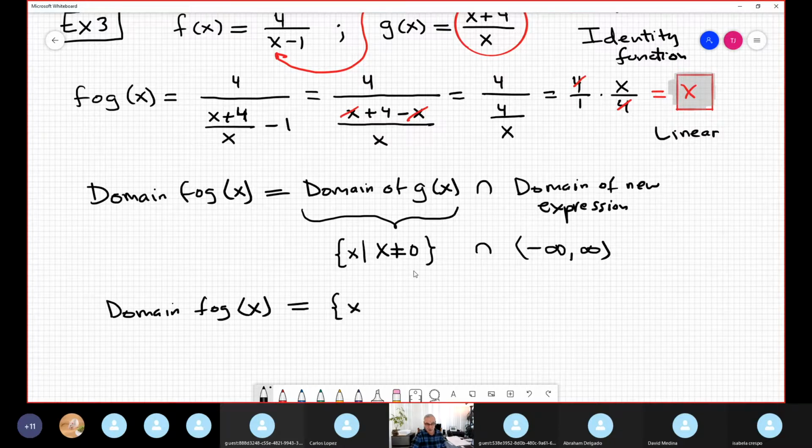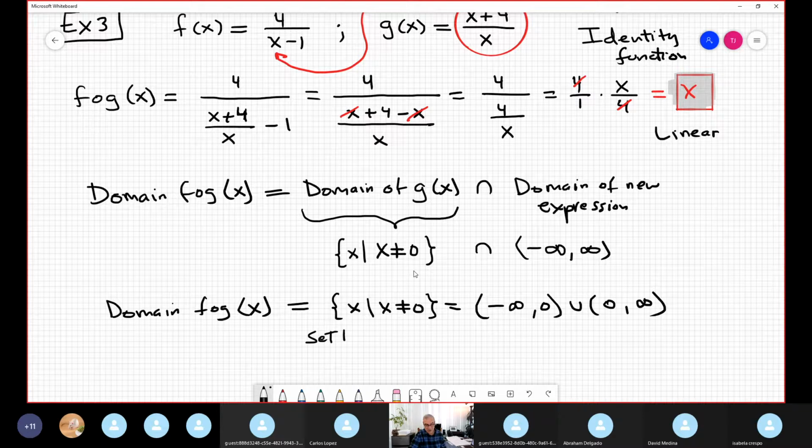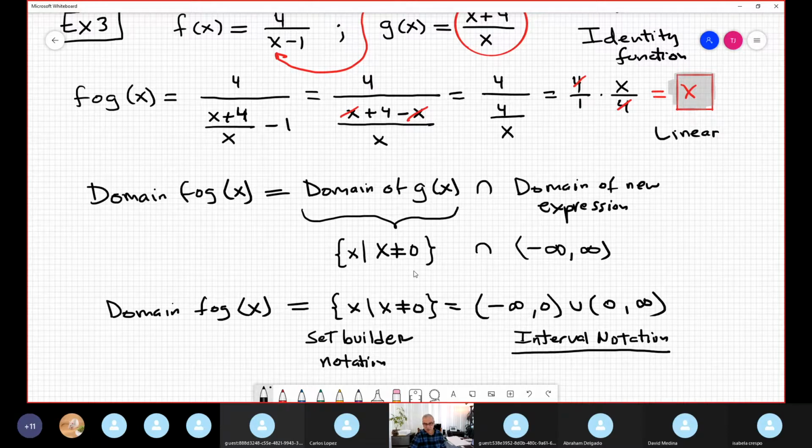You write like that. And by the way, it's equivalent to say from negative infinity to 0, not including 0, union 0 to infinity. This is set builder notation, guys. These are two different ways to express the domain, set builder notation, and this is interval notation. Okay, by the way, interval notation is the most popular one I ask you in the test.